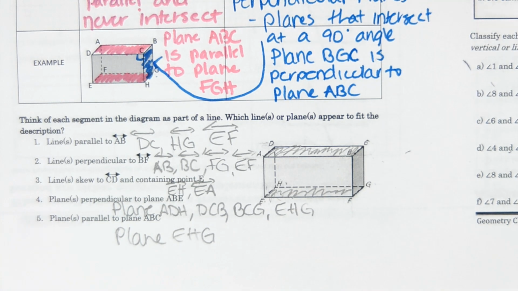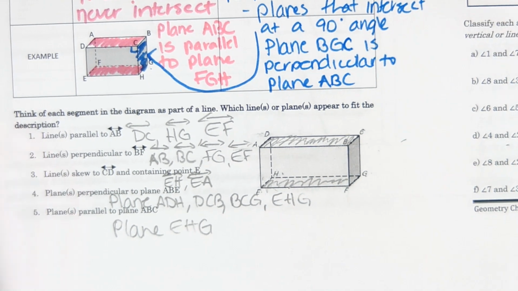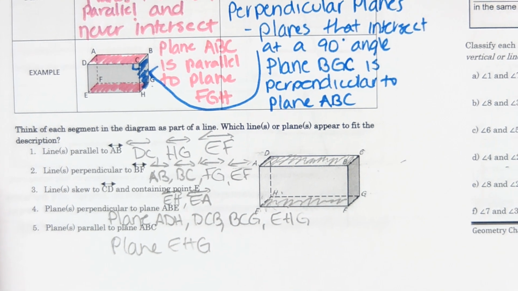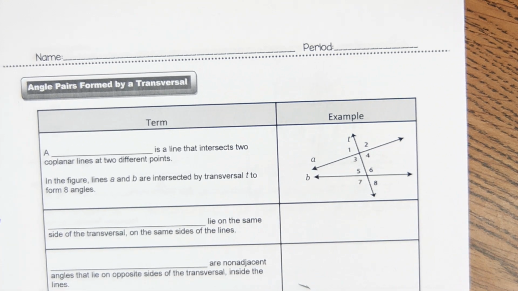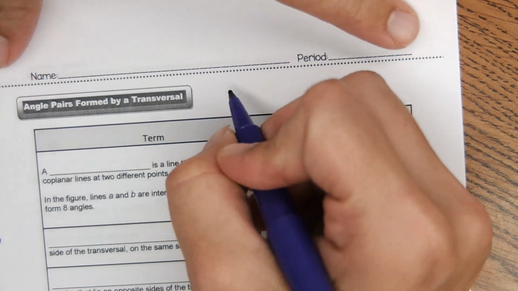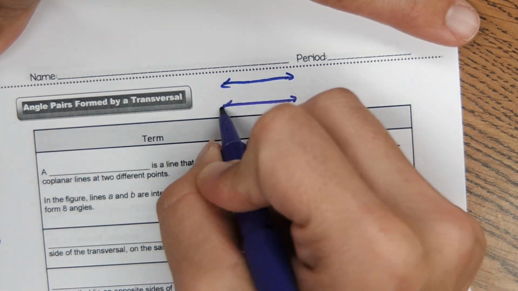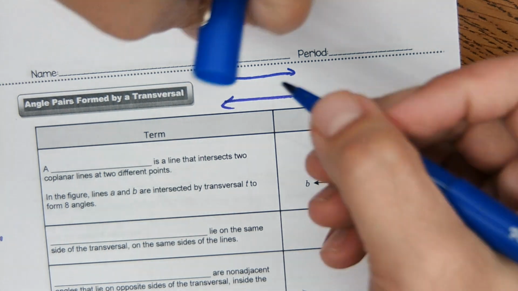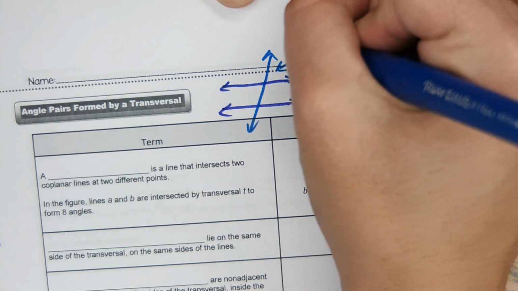Okay, and then we'll move over to the other side over here. Again, just continuing with vocabulary. Over here, we're going to talk about angle pairs formed by a transversal. So we'll have parallel lines, and a transversal is a line that intersects both of those lines. So this here, the blue line, is a transversal.